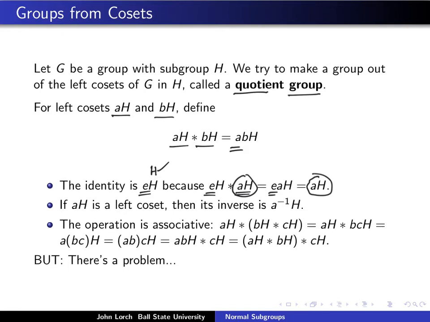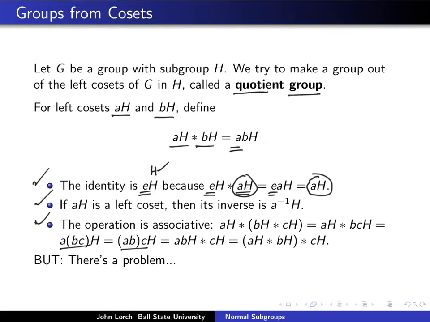Okay, well, we have an identity. What about inverses? So if we have a left coset AH, then the natural inverse for that would be A inverse times H. And further, the operation is associative, right? You can see in this chain of equations that everything ultimately boils down to the fact that the associativity property holds in the group capital G. So all of this looks very, very good, and it seems that we have solved the problem of making a group out of cosets, and we can go on and amuse ourselves with other topics.